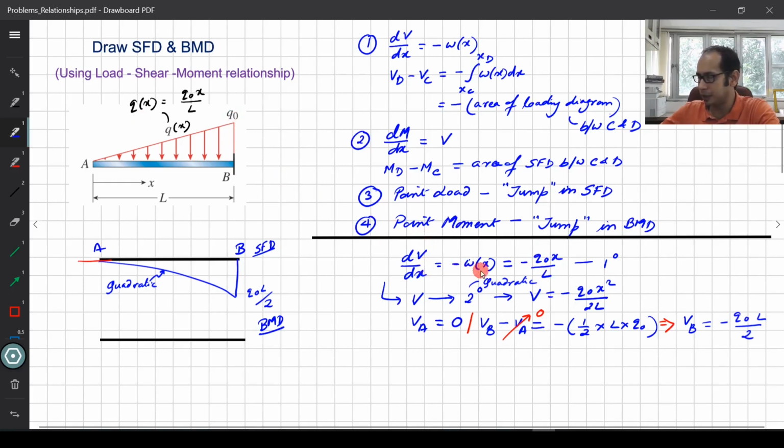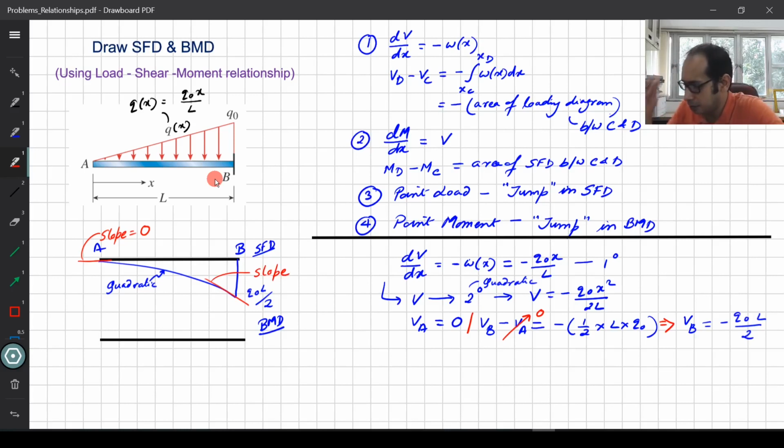Because dV/dx is simply the negative of the load, it is going to be minus Q naught. So let's just mark the slope here as well. As you can see, it is a concave up curve, so your slope is slowly reducing from 0 to negative slope. So here slope equals 0.